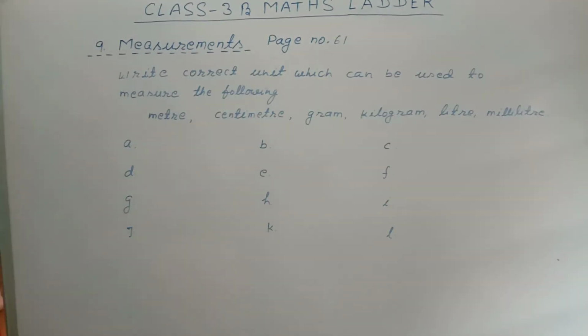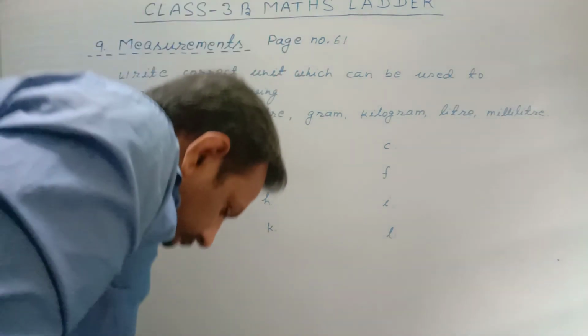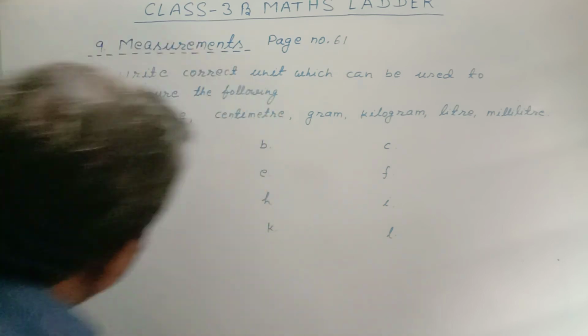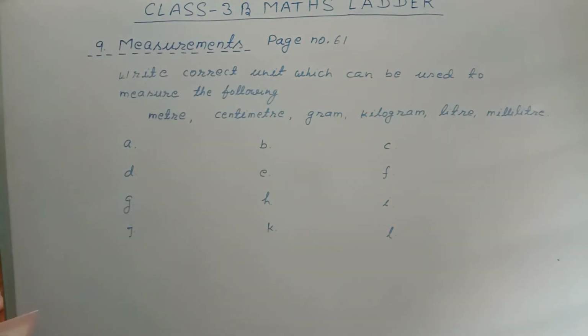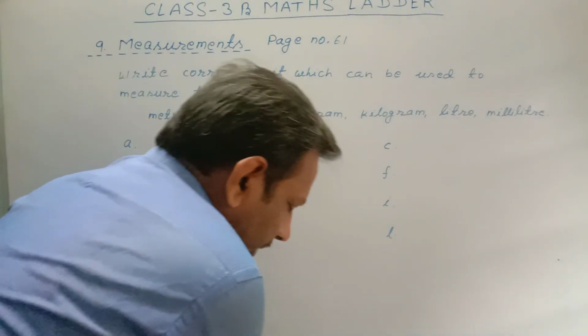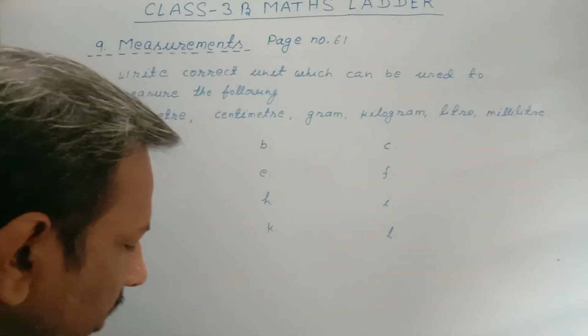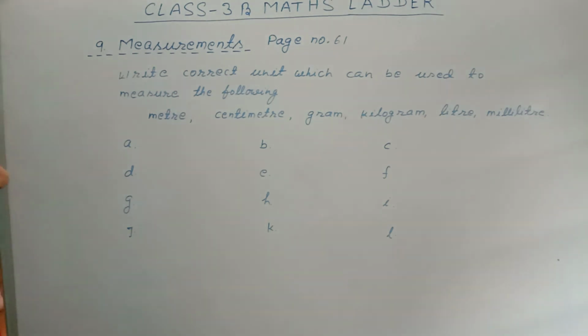In page number 61, write the correct unit which can be used to measure the following. Those correct units may be meter, centimeter, gram, kilogram, liter or milliliter. In question number A, the statement is length of a matchstick. Length of the matchstick will be measured in centimeter. So here we write centimeter.